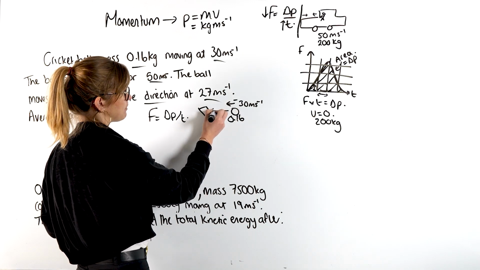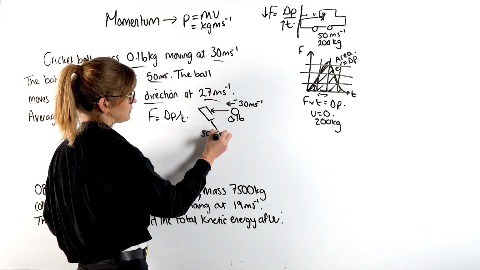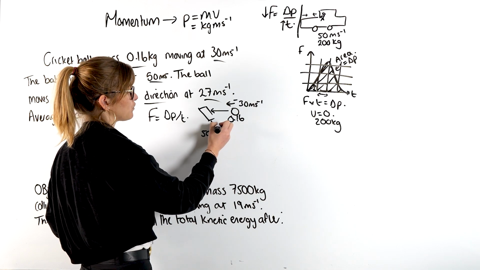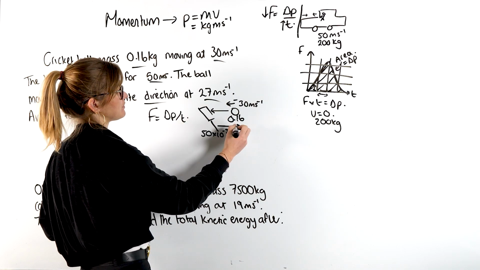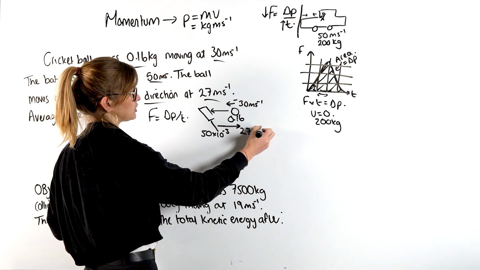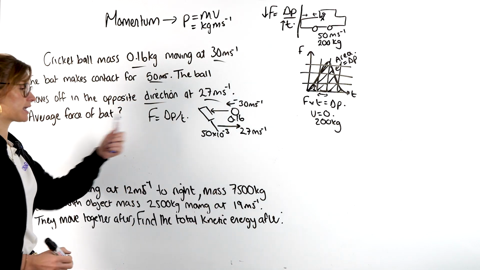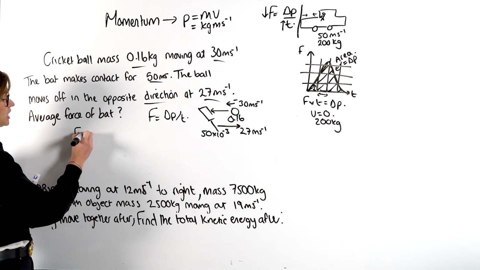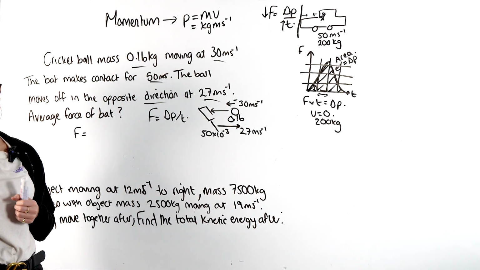It makes contact with the bat for 50 milliseconds, or 50 times 10 to the negative 3, and then it goes off in the opposite direction at 27. So I'm going to keep the right as positive 27 meters per second. So to calculate the force, what we're going to do here is the change in momentum. So the change in momentum is its final minus initial.